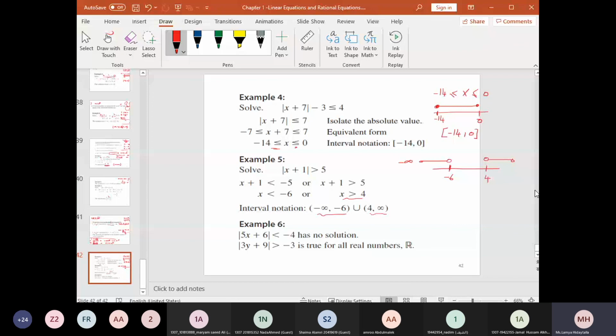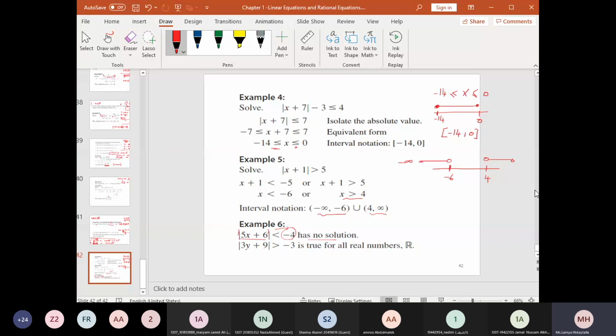Now another example: the modulus of 5x plus 6 is less than minus 4. This is a negative number. It is impossible for the modulus to be less than a negative number, because it must be a positive number. So it has no solution.